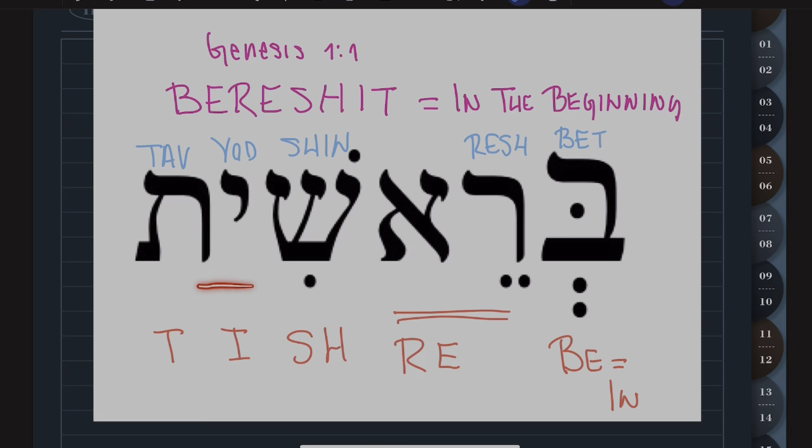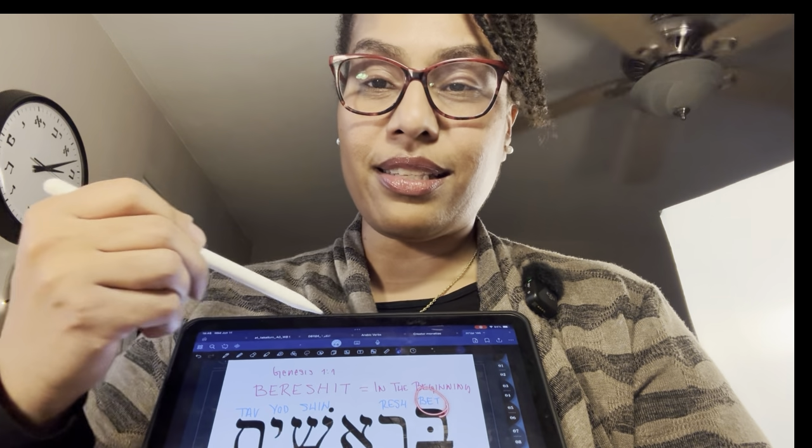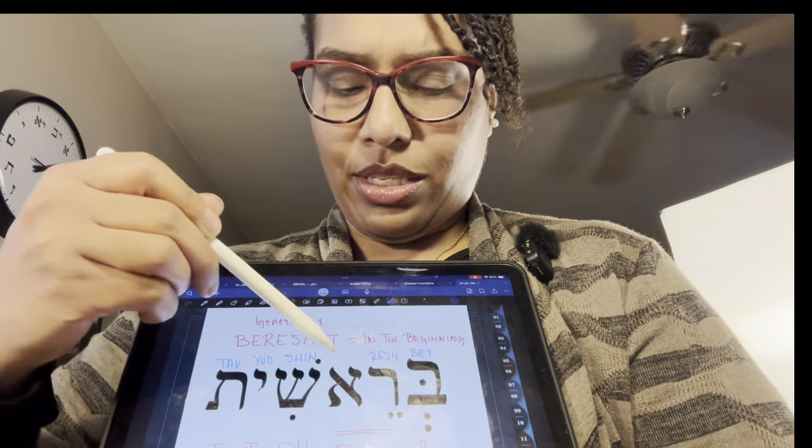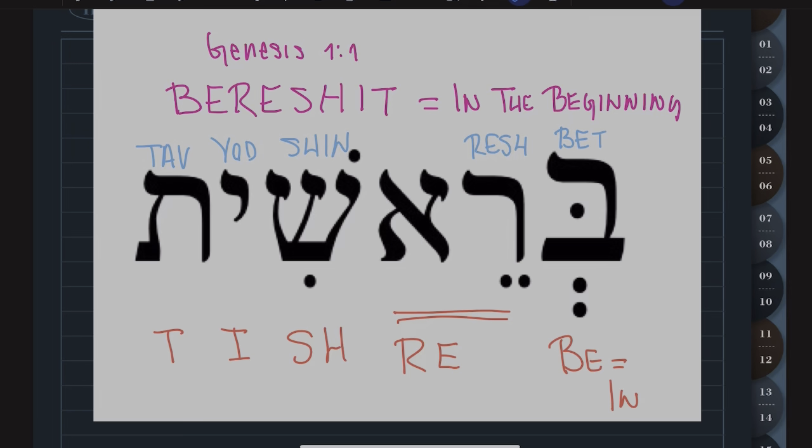Bereshit. You see it there? Bereshit. What is this? Bet. What is this next one? Resh. What's this next one? Oh, I didn't even write it. That's a trick. Do you know it? Here, let's write it together. Aleph.